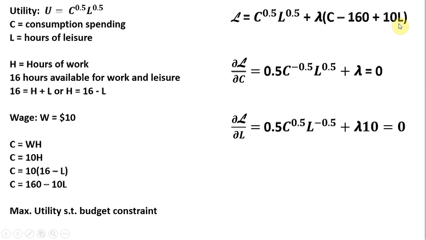The derivative of that with respect to L is just going to be lambda times 10. Setting that equal to 0. And then finally, here's our last partial derivative. We'll just get back what's in parentheses, setting that equal to 0.